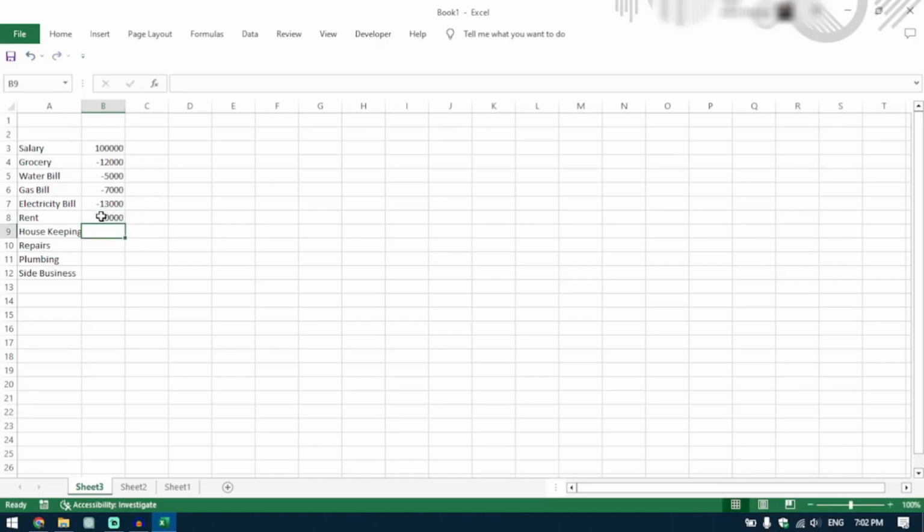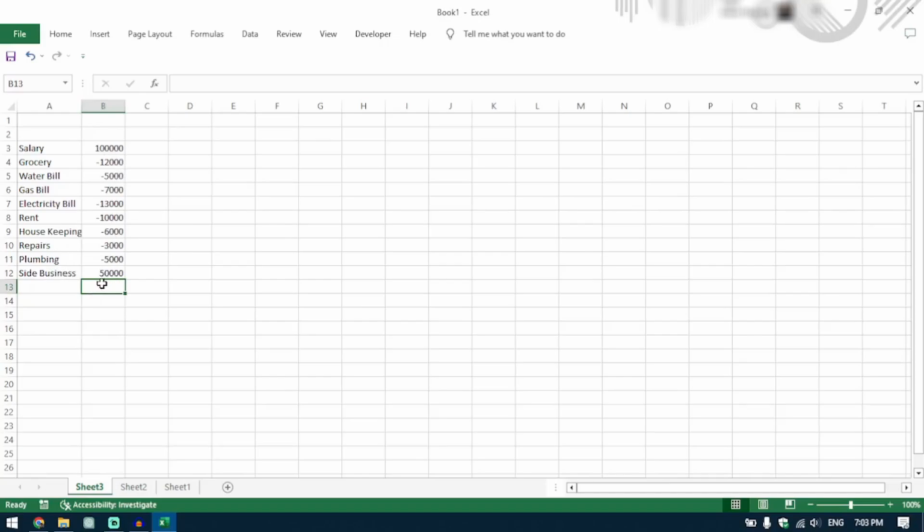Then we have the housekeeping, and we can pay housekeeping around 6,000. Then we have repairs around 3,000. Then we have plumbing worth 5,000. Then we got our side business, and we got paid around 50,000. Now we're gonna see if our salary combined with our side business is enough for all these expenses.